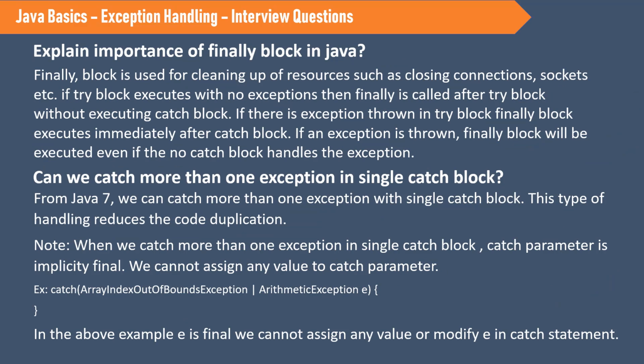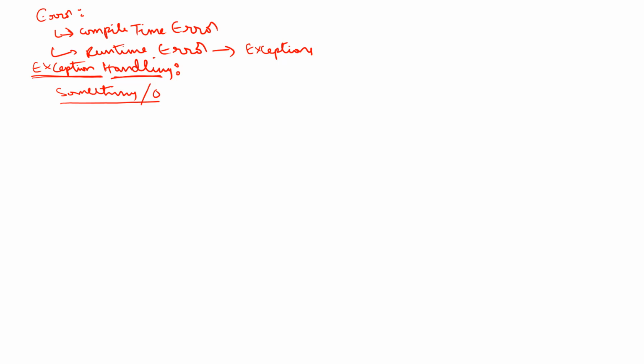Explain the importance of the finally block in Java. So the finally block, we have already discussed this one. Let's say we have a try block here and a catch block here, and then we can have a finally block here. This finally block will execute its statements whether an exception is raised and caught in these try blocks or not. That means whether an exception is raised or not, this finally block will be executed. It won't bother about this try and catch.